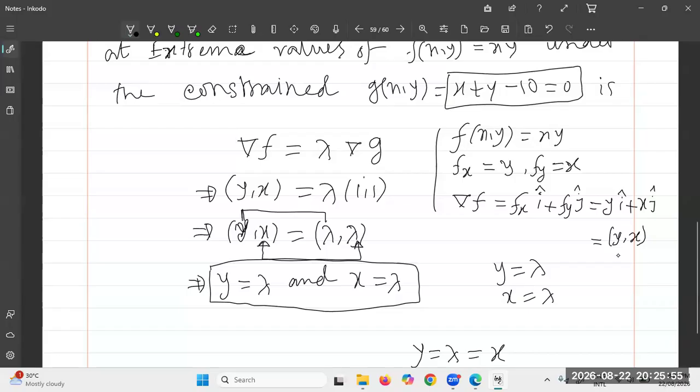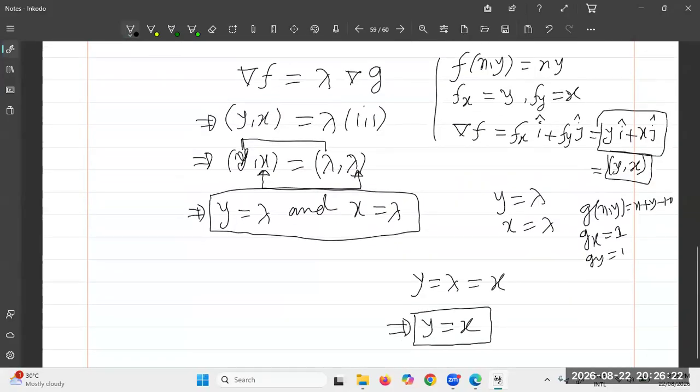We can use the bracket notation, which is another representation of any vector. So you can write it this way or just with bracket notation. Since our g(x, y) was x plus y minus 10, differentiating g with respect to x gives 1, and with respect to y also gives 1. So the gradient of g is 1 times i plus 1 times j. Another representation is just 1 comma 1. Is it clear, sir? Okay sir, thank you, understood.